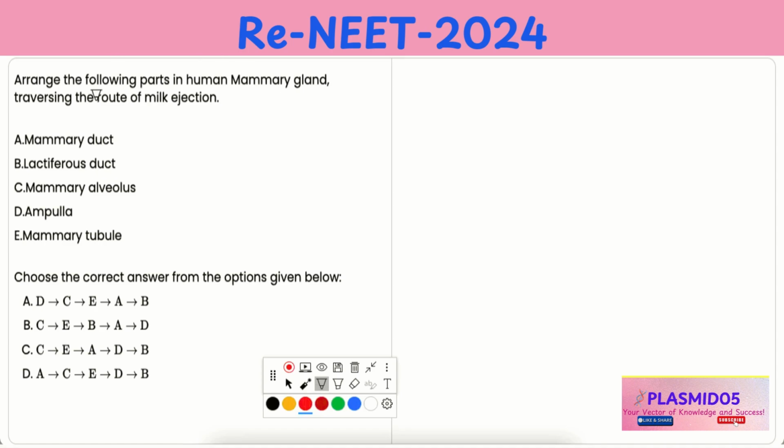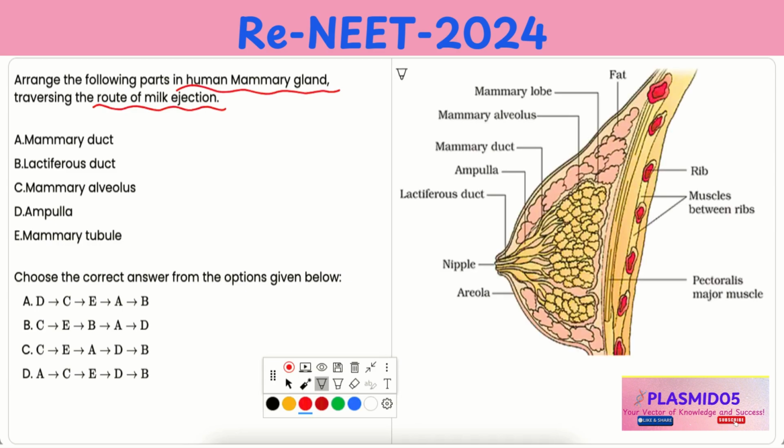You have to identify the correct option that depicts the route of milk ejection from human mammary gland. Now, the milk production begins in the mammary alveoli, which are small sac-like structures where milk is synthesized. Thus, C is followed by E, that is mammary tubule. The milk then moves from the mammary alveoli into the mammary tubules, which are small ducts that transport milk from the alveoli. It is followed by A, that is mammary duct.